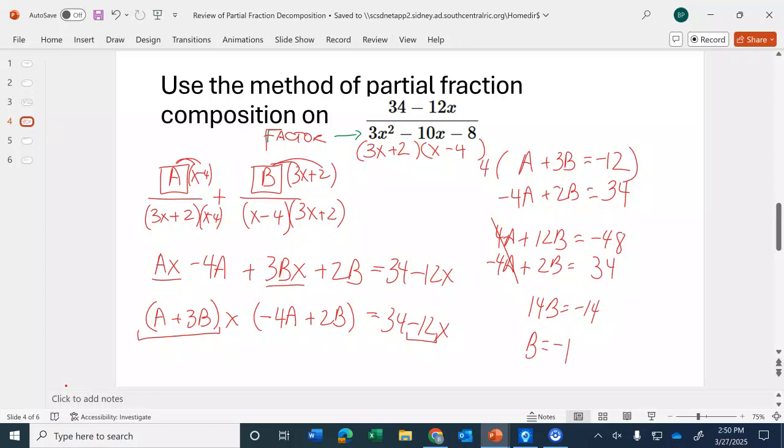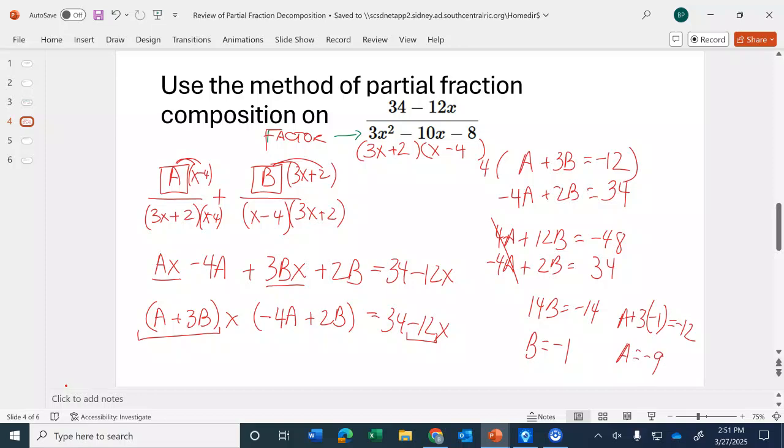Now, of course, to find a, just like we did in Algebra 1, I'll go back to the easier equation. Certainly that's going to be the top one. I'll plug in b equals negative 1, and we'll solve that. Probably can tell straight away that a is going to be negative 9.